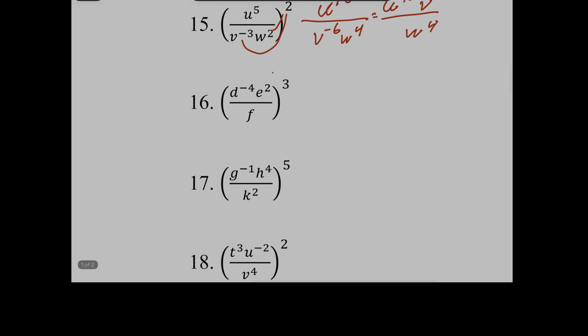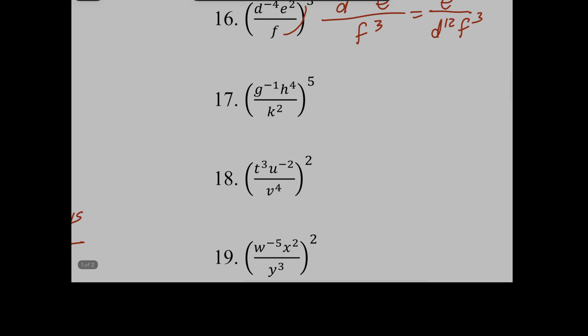Let's go on to 16. I'm going to cube all three of these. D to the negative 12, e to the 6 over f cubed. So if you notice the d to the negative 12, that's the negative exponent. I need to flip it to the bottom. So I'm going to get e to the 6 over, and d comes first, and then the f. Okay? Going on to 17.